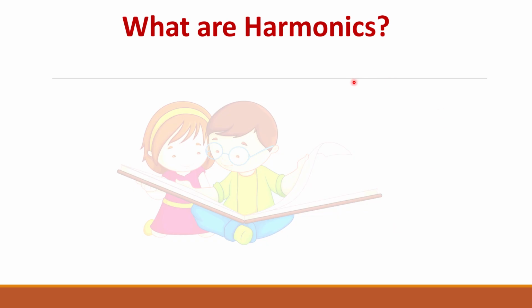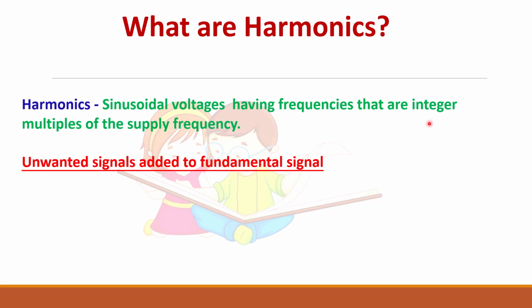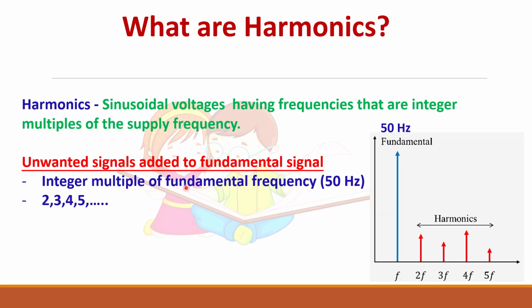Now let us see what harmonics are. Harmonics are sinusoidal voltages, but their frequencies are integer multiples of the supply frequency or fundamental frequency. So if you have a 50 Hertz signal as the fundamental frequency, integer multiples of that, 2 times 50 is 100, 150, 200, 250, all these are called harmonics. You can see this from this chart. The first one is the fundamental frequency. F is the fundamental frequency which corresponds to the 50 Hertz signal. This is what we need.